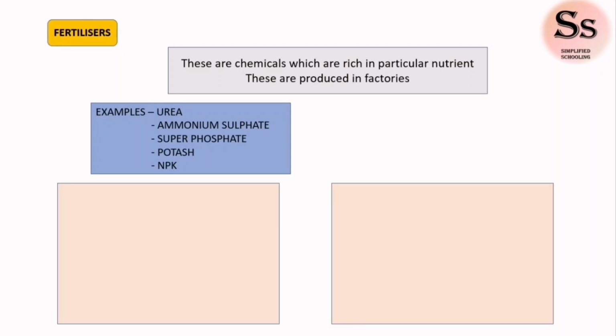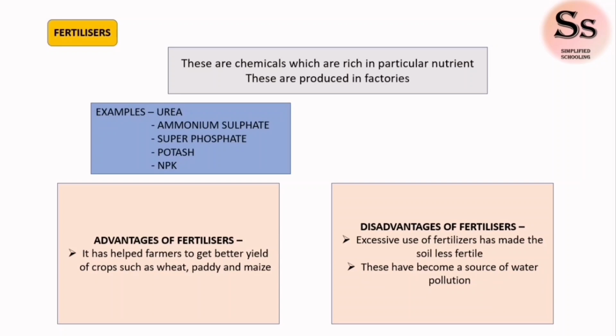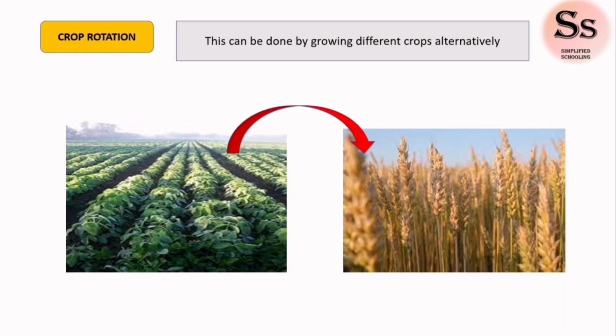The advantage of fertilizers is that they have helped farmers to get better yield of crops, and the disadvantages are that the excessive use of fertilizers has made the soil less fertile, and they have become a source of water pollution. Now let's have a look at another method of replenishing the soil with nutrients, that is the practice of crop rotation. This can be done by growing different crops alternately, which means that different crops are planted sequentially on the same plot of land to improve soil health and optimize the nutrients present in the soil.